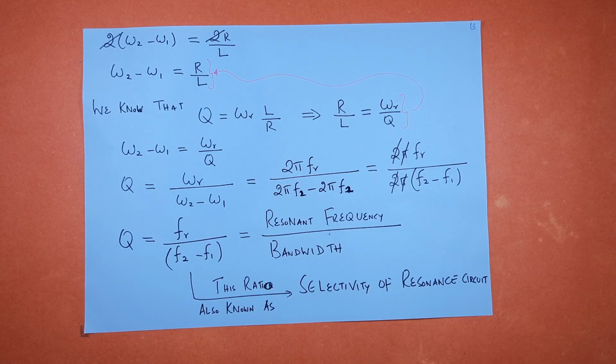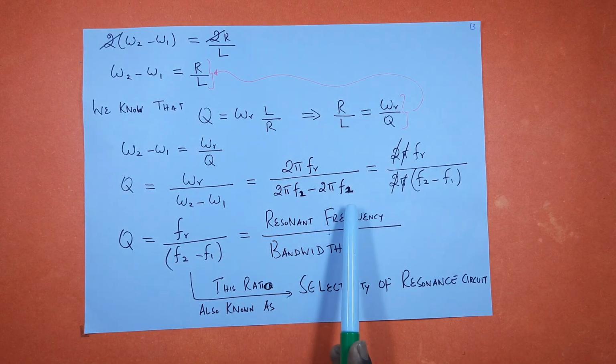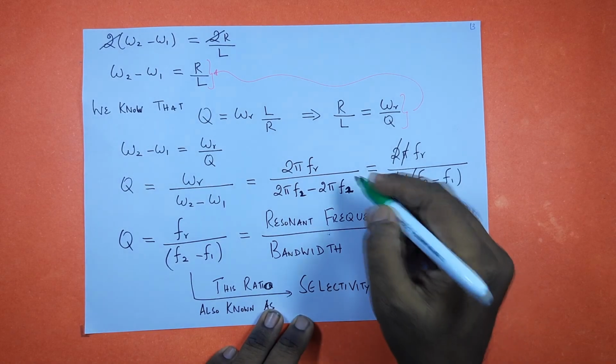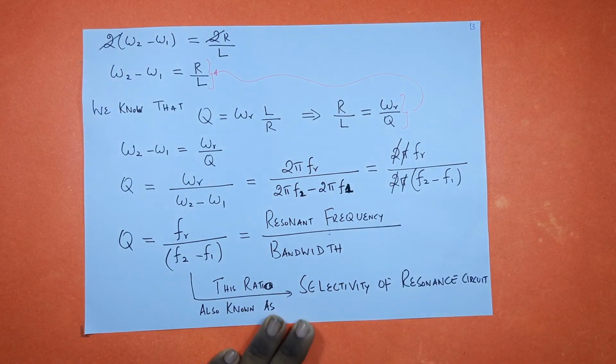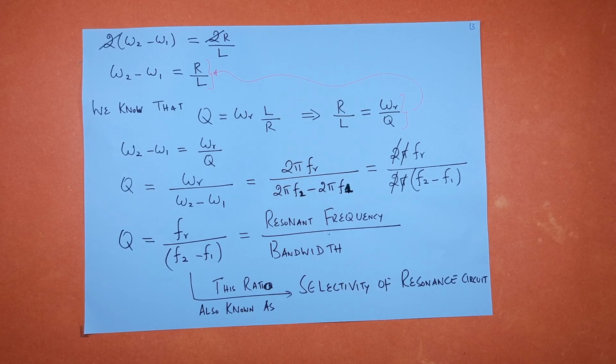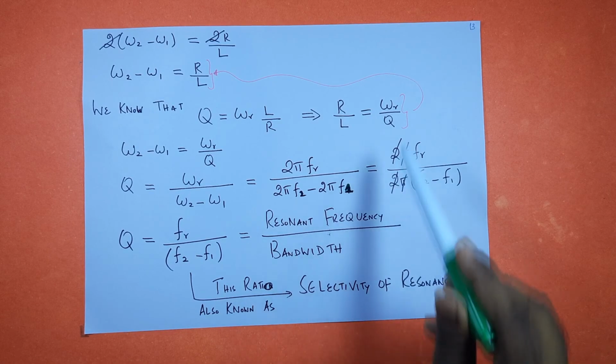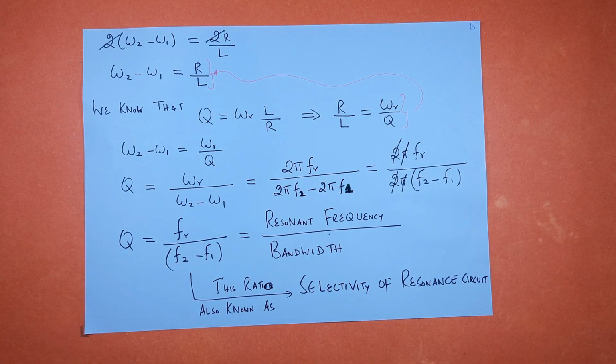Q equal to omega r divided by (omega 2 minus omega 1), equal to, omega r is 2 pi fr, omega 2 is 2 pi f2 minus 2 pi f1. So that is equal to 2 pi fr divided by, 2 pi is common, take it outside from the denominator, 2 pi into (f2 minus f1). So this 2 pi gets cancelled. So we get Q equal to fr divided by (f2 minus f1).